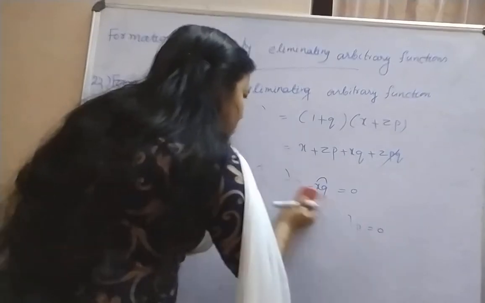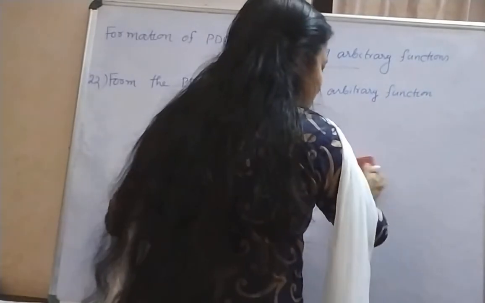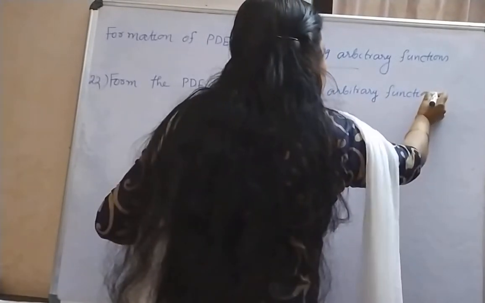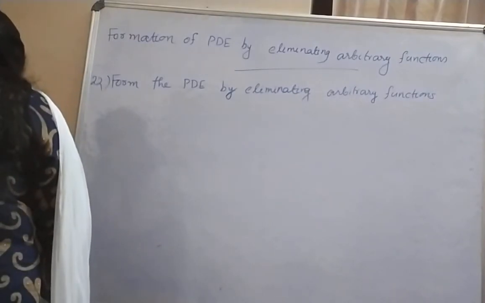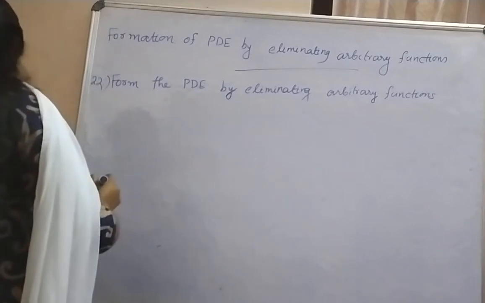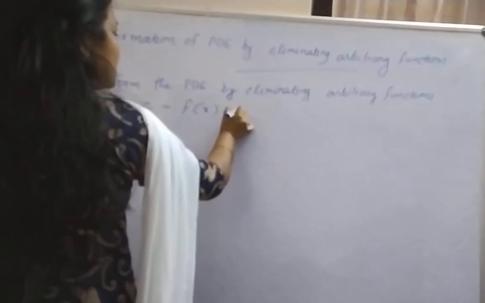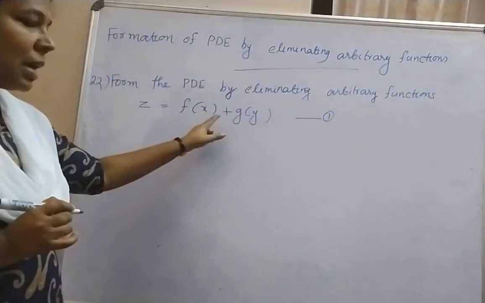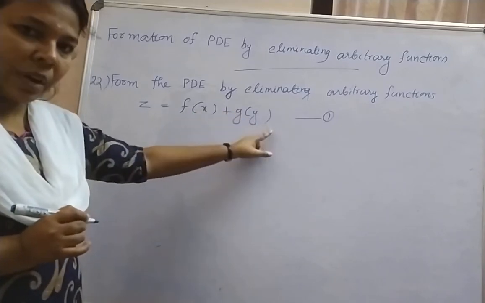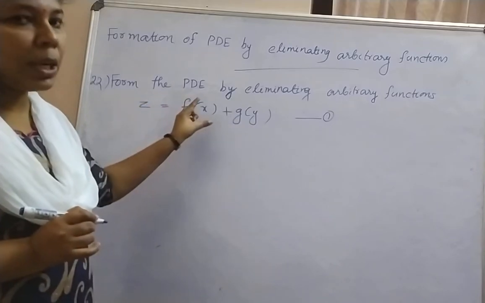Form the partial differential equation by eliminating the arbitrary functions z equal to f of x plus g of y. Put it as equation number 1. Here two arbitrary functions are there, they are f of x and g of y. Therefore, the PDE should be of order 2. That is, we get a PDE of second order.